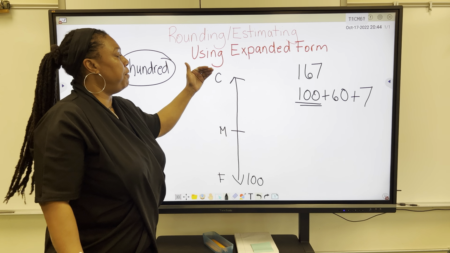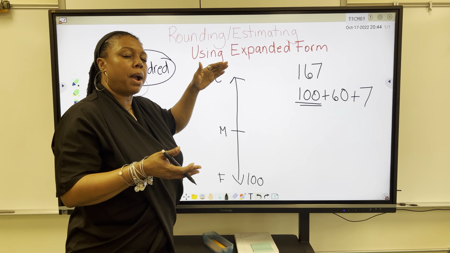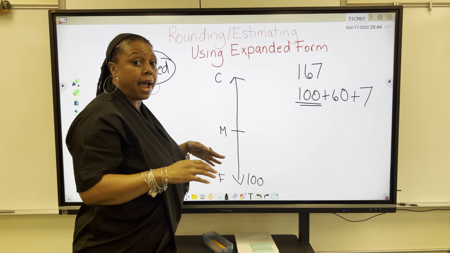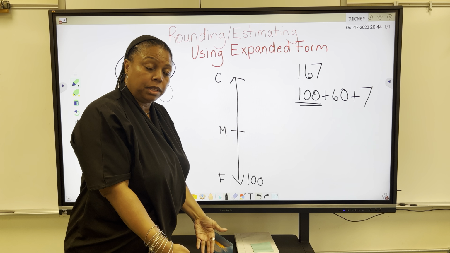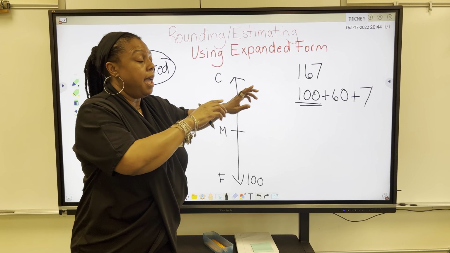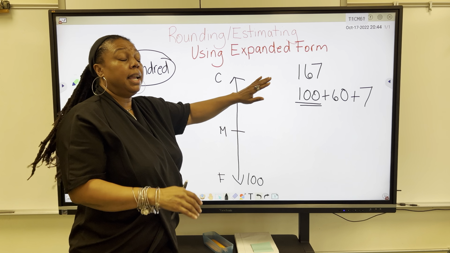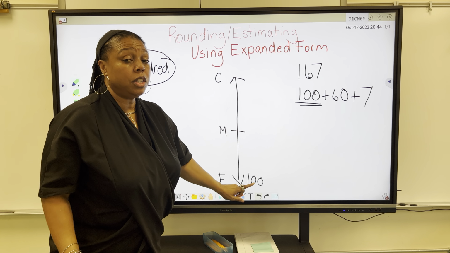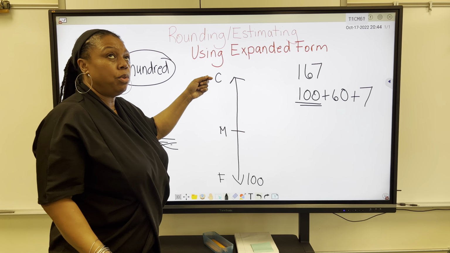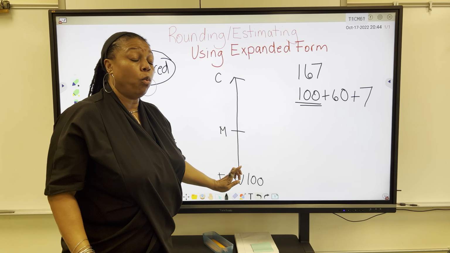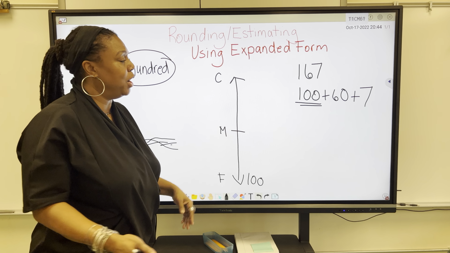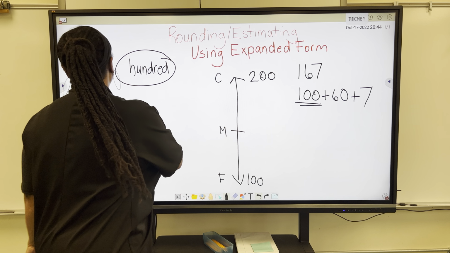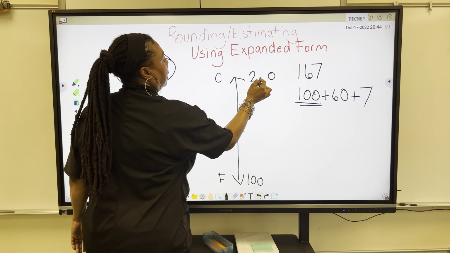Now in order to find the ceiling, remember, I'm trying to find out where this number would be on a vertical number line between a number that's below it, that's 100, and then a number that's above it, the ceiling. So here we go. The floor is 100. In order to find the ceiling, I would simply add 100 to 100. And so my ceiling would be 200. Okay? Let's see if we can write that a little bit better.